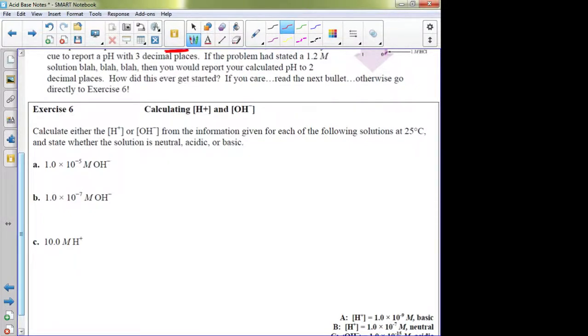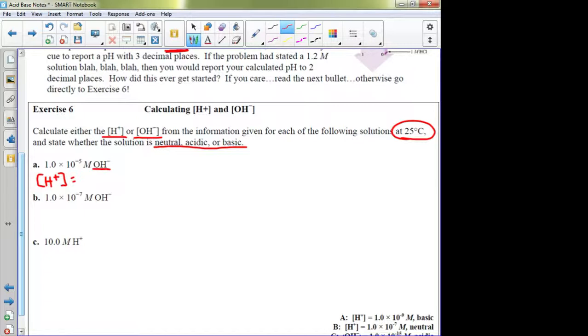So let's go to exercise 6. It says calculate either the concentration of hydrogen or the concentration of hydroxide from the information given for the following solutions at 25 degrees Celsius and state whether the solution is neutral, acidic, or basic. So let's look at A. A gives me my concentration of what? My hydroxide, so that means I'm looking for my concentration of H plus.